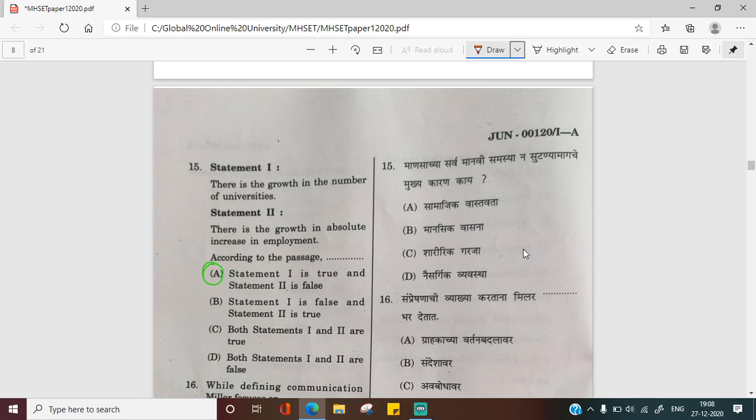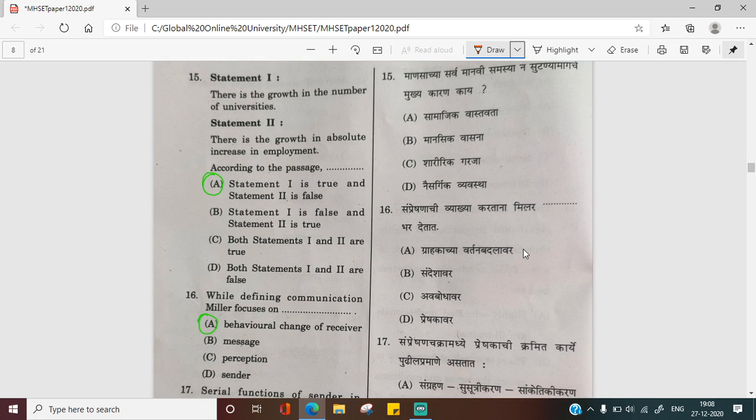The author says that today a significant portion of highly educated professional is stuck in a volatile academic ecosystem because there is lack of formal law to govern terms and condition of contractual engagement of highly educated professionals. The right answer is option B. For question number 15, there is growth in the number of university. Statement 1 says. Statement 2 says there is growth in absolute increase in employment. According to the passage, first one is true and second one is false.